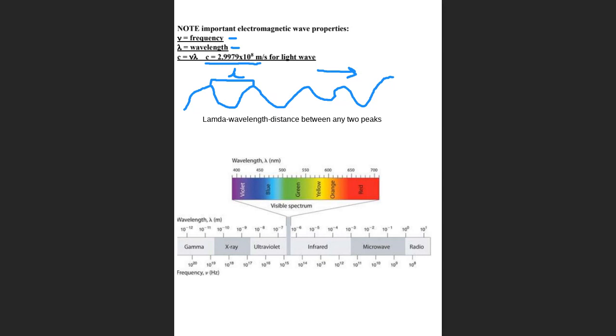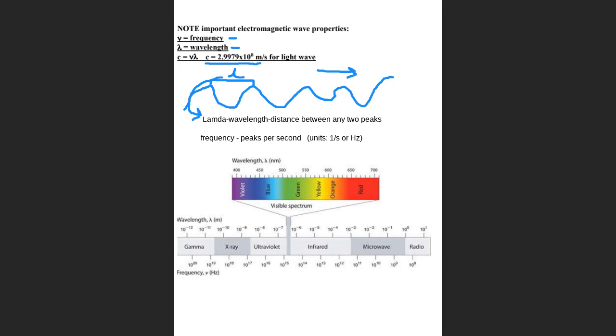There is a thing called the frequency. Frequency is about, if you stand in one spot and watch peaks go by, how many peaks per second? So typical units for frequency are reciprocal seconds, which are called hertz.